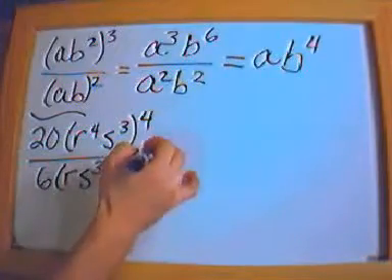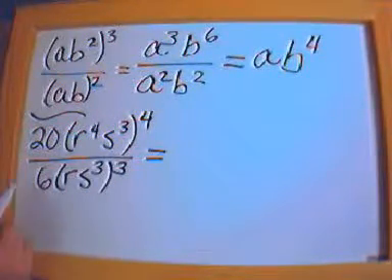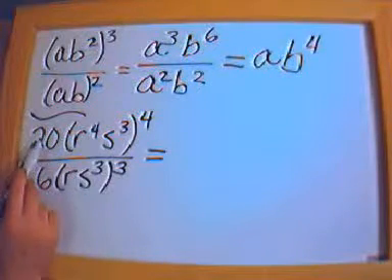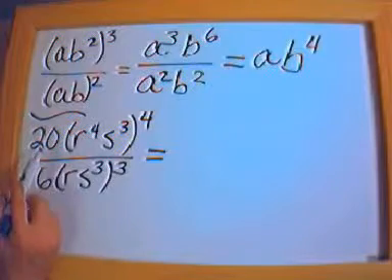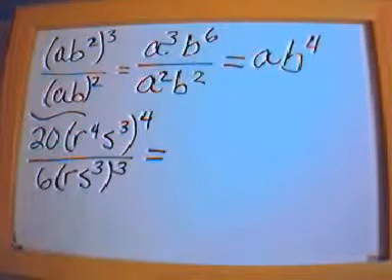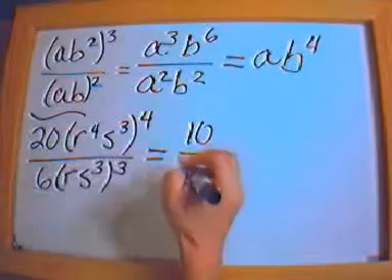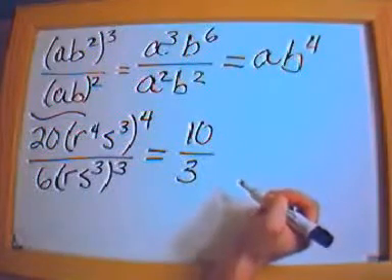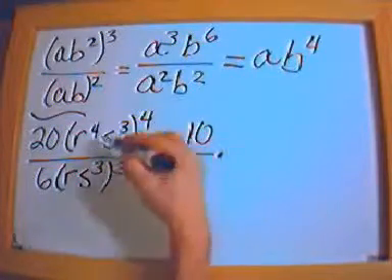Okay? So then what we're going to do first is take care of our numbers. Remember how we simplify fractions. I can divide the top and the bottom by any number I want, as long as it's the same number. In this case, I'm going to pick 2. 20 divided by 2 is 10. 6 divided by 2 is 3. So I'm going to simplify that.